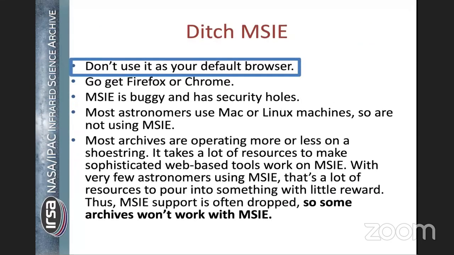So one of the things you need to do is don't use Microsoft Internet Explorer as your default browser. Most astronomers are using Macs or Linux machines, so they're not using Windows. And because these astronomical archives are not swimming in money, they have to limit what they're supporting. Since so few astronomers use Internet Explorer, there's not a lot of effort put towards making these archives compatible with Internet Explorer. So the first thing you want to do is go get Firefox or Chrome. Don't use Internet Explorer to access these archives.